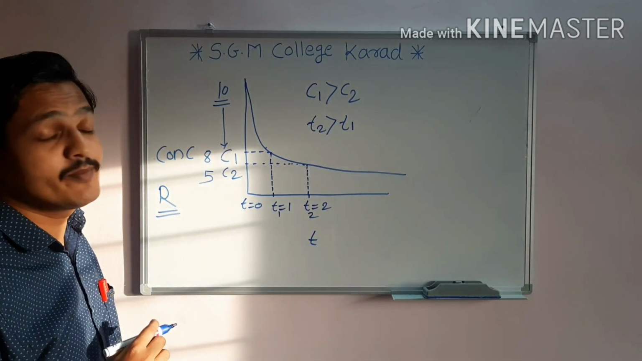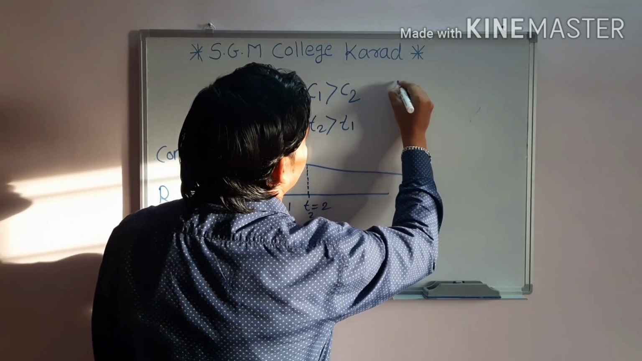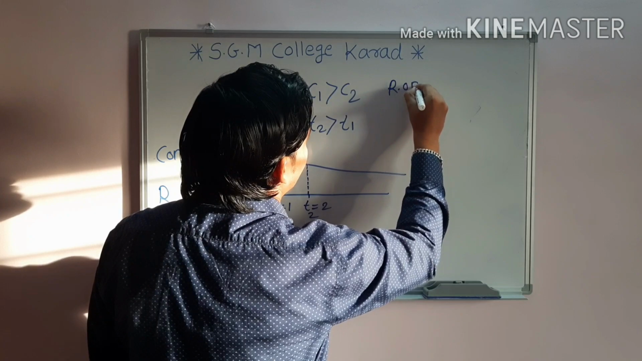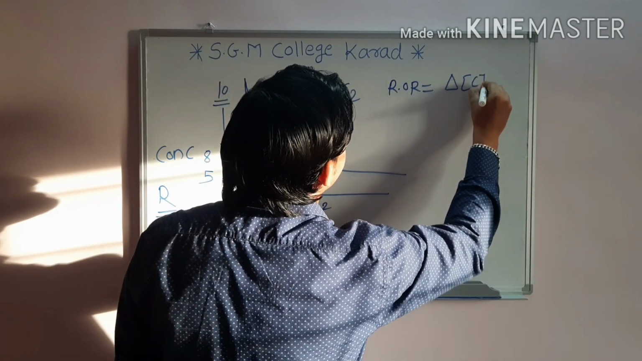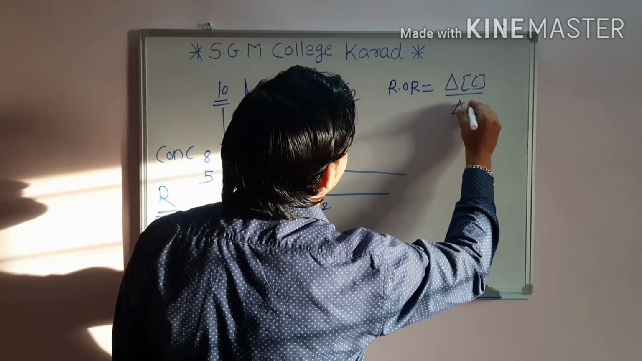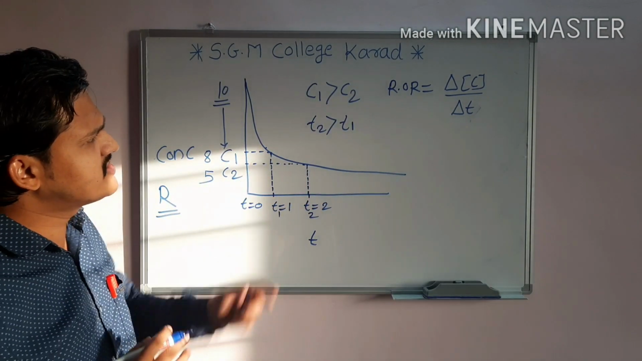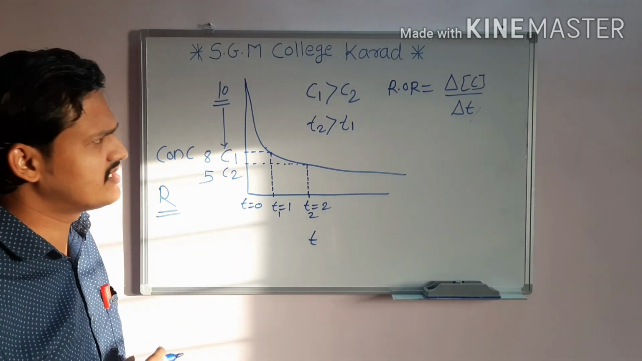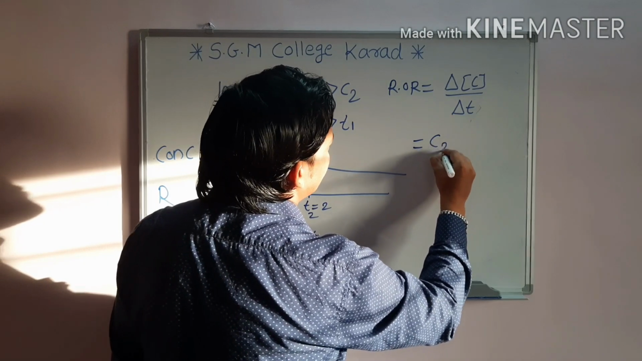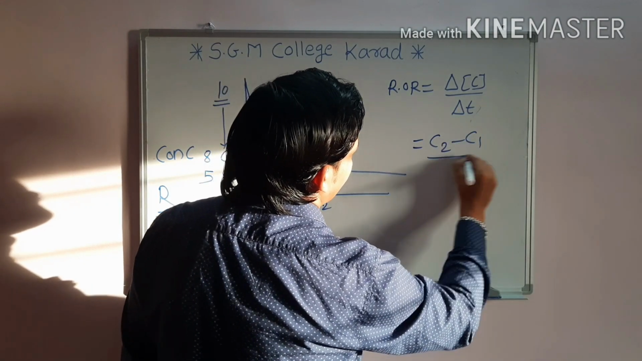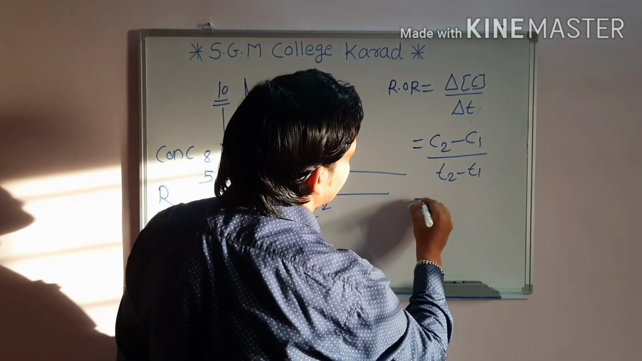Now what is the formula of rate of reaction? The general formula of rate of reaction is delta in bracket C divided by delta T. Okay, so this is the general formula of rate of reaction. Now you can understand it easily. Delta C indicates C2 minus C1. Delta T indicates T2 minus T1.